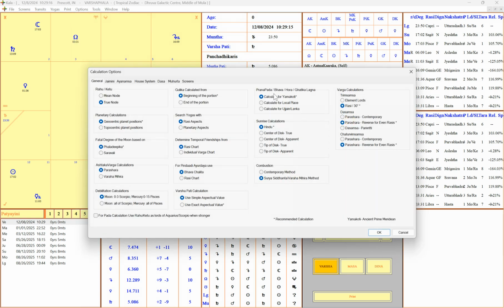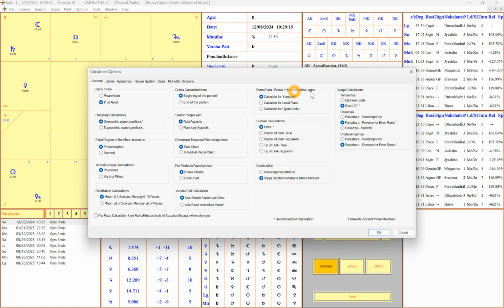Okay, then there's something called Pranapada, Bhava, Hora, and Ghatika Lagna. A lot of people have heard of Hora Lagna, Ghatika Lagna and Bhava Lagna. They're used in Jaimini, especially to predict Raja Yoga success. What's unique to these is that they're time-based calculations. This is a really important thing. They're time-based calculations. All right?